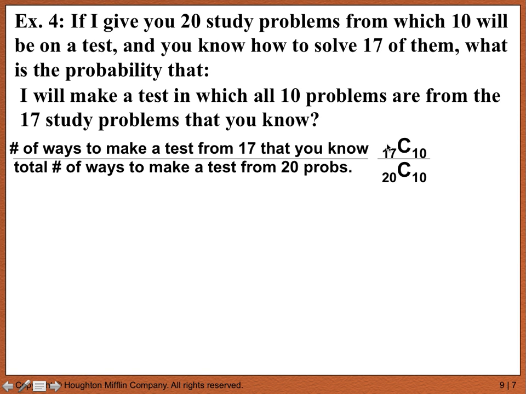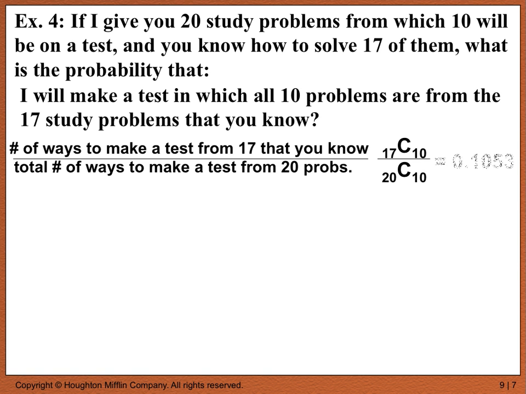So the numerator is 17C10, but the denominator is 20C10, because this, of course, is the bigger number. The 20C10 represents all the different ways that a 10 problem test can be made from a total of 20 problems. So this is the denominator. These are all the different 10 problem tests that can be made, whereas the numerator represents all the different 10 problem tests that can be made only from the 17 that I know.